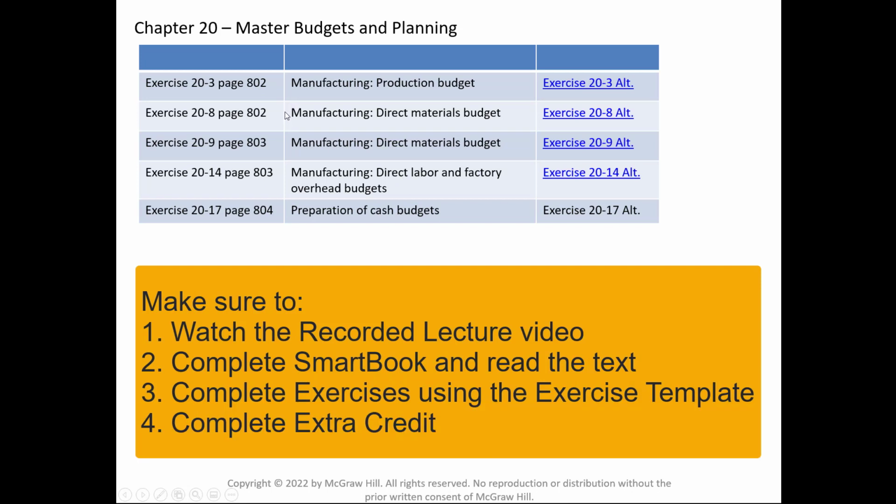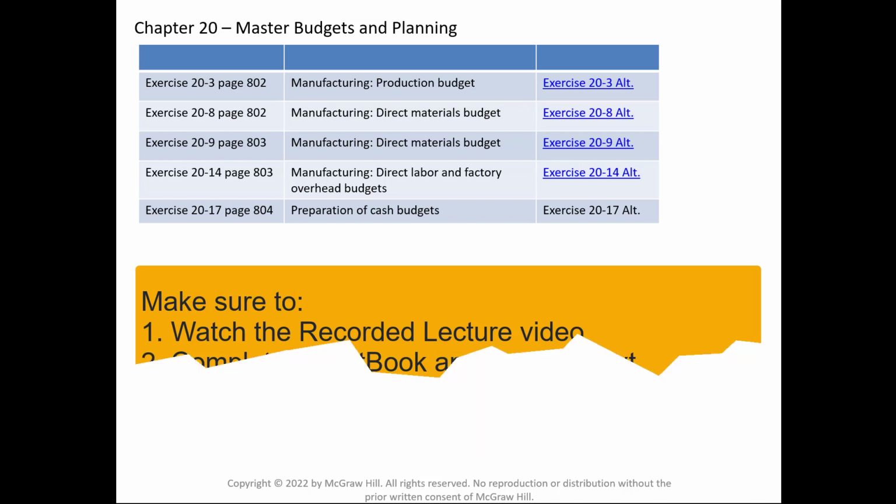This video is on Chapter 20, which is on Master Budgets and Planning. This video will review the alternate exercises 3, 8, 9, 14, and 17. We'll look at a production budget, direct materials budgets, direct labor and factory overhead, and a cash budget.